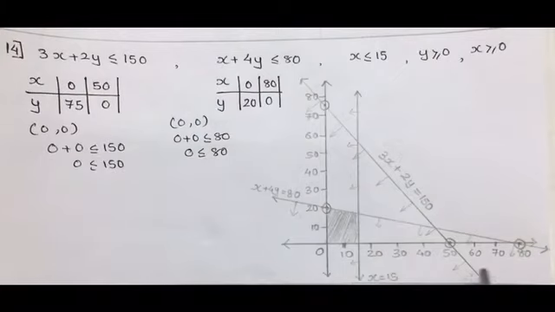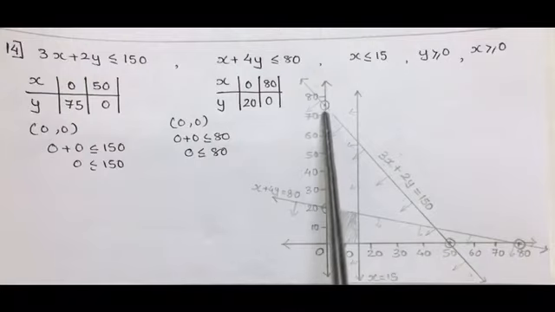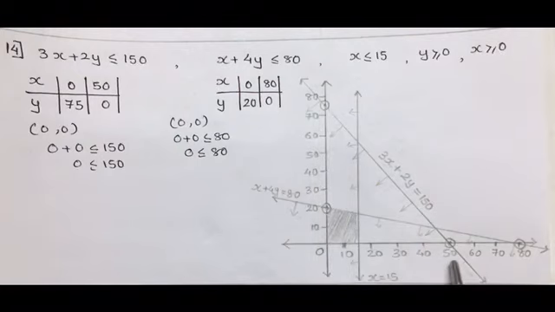So here the points are being taken in the difference of 10. So plotting the points 0, 75 and 50, 0, drawing the line, checking for which side is to be shaded by taking 0, 0. It satisfies the inequality, hence the arrows are pointing towards 0, 0.